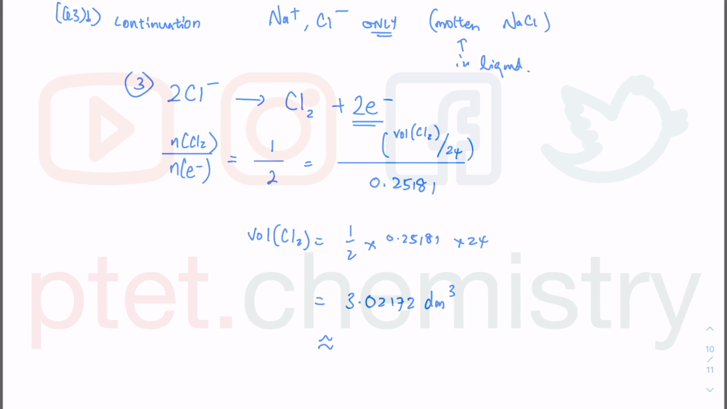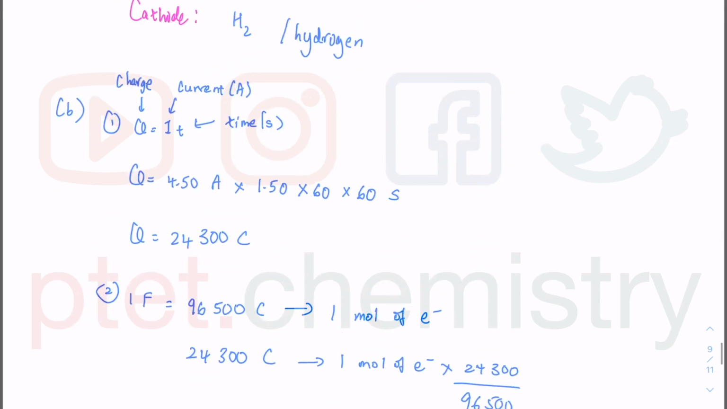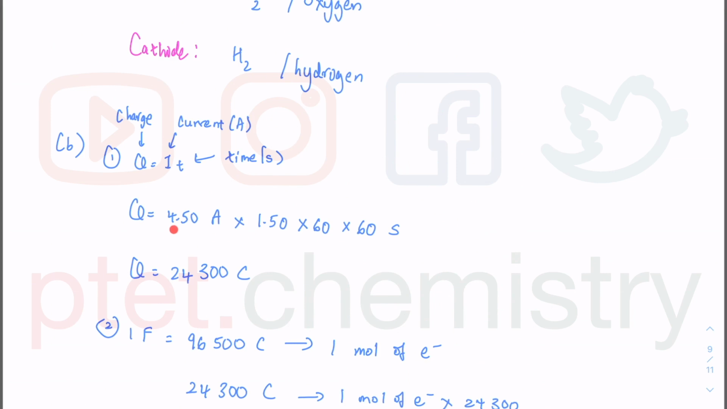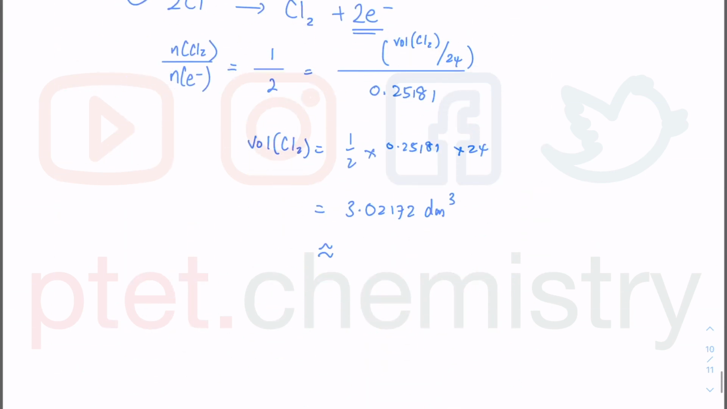Looking at the data given, just now the data given was 4.50 ampere. There was 1, 2, and 3 sig fig. 1.50 is 1, 2, and 3 sig fig. My final answer should be appropriate depending on the data given. So 3.02 dm cube of chlorine, 3 significant figures.